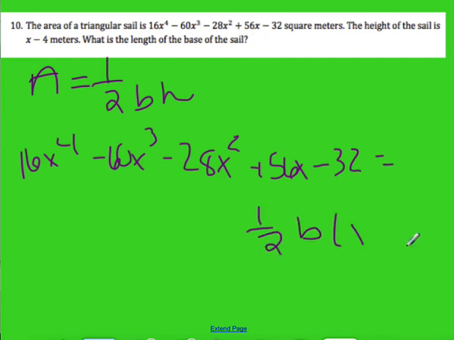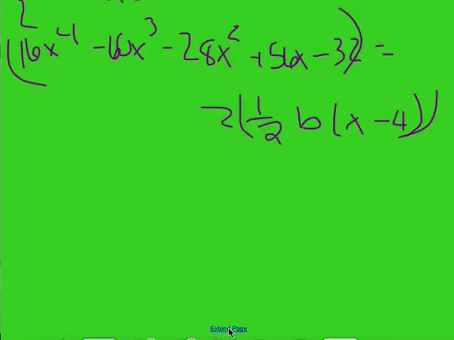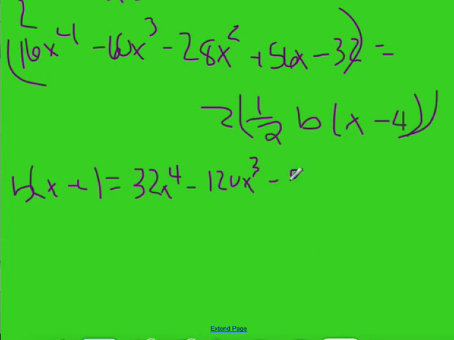So now, in order for us to get rid of this 1/2 on this side, we actually have to multiply both sides by 2. So then what I end up getting is the base times x minus 4 is equal to 16 times 2 is 32, x to the 4th. Negative 60 times 2 is negative 120, x cubed. Negative 28 times 2 is negative 56, x squared. 56 times 2 is going to give me 112x. And negative 32 times 2 is negative 64. So now, in order to solve for the base, we need to divide both sides by x minus 4.